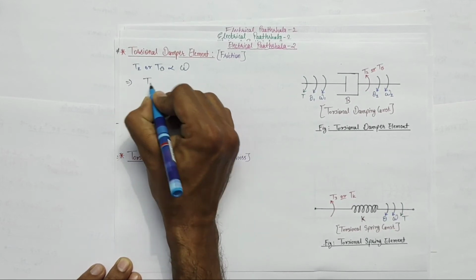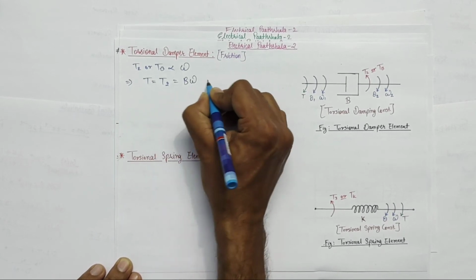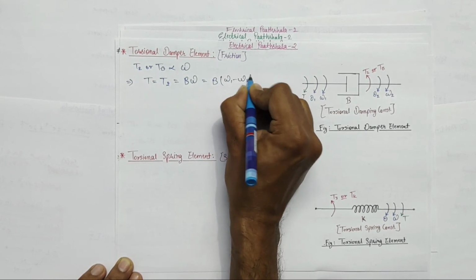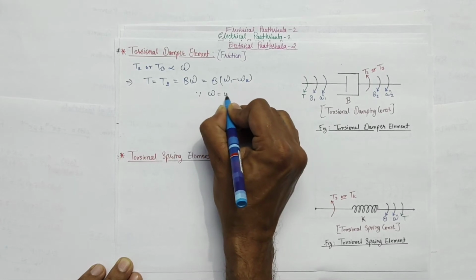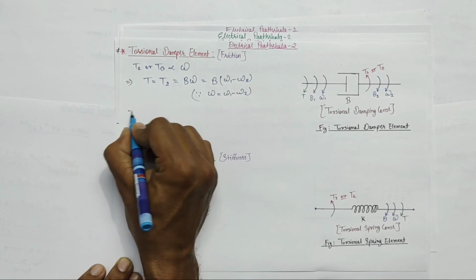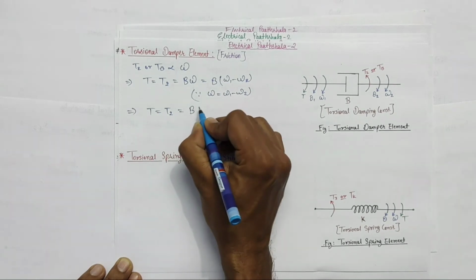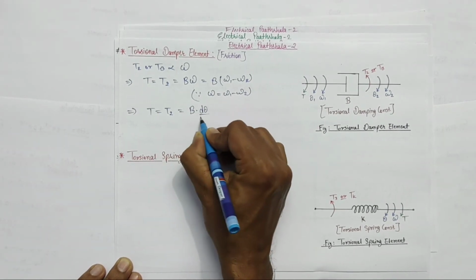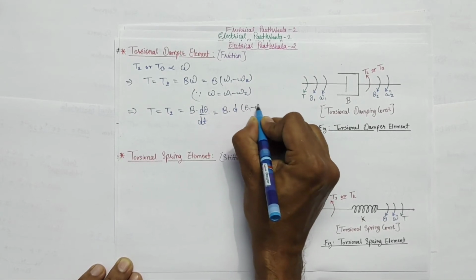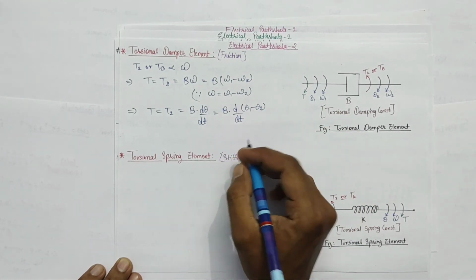As the other two elements are negligible here, therefore we can write T is equal to T2 is equal to B into omega, or B into omega 1 minus omega 2. Here omega is equal to omega 1 minus omega 2. Or we can also write it as T is equal to T2 is equal to B into d theta over dt, or B into d theta 1 minus theta 2 over dt in terms of angular displacement.